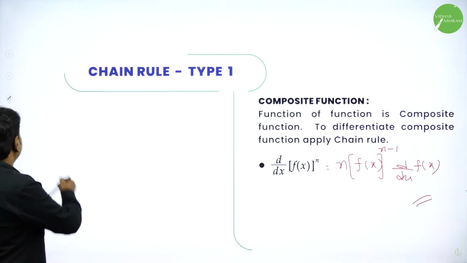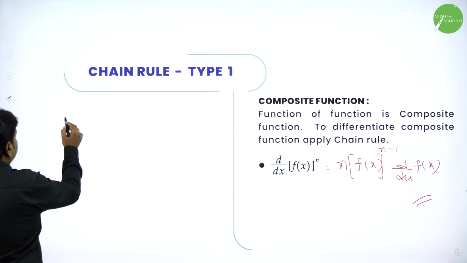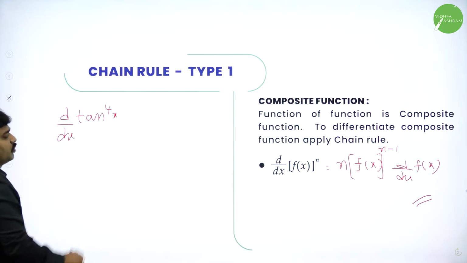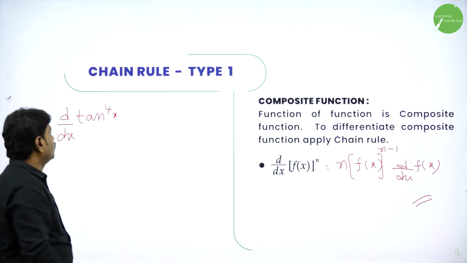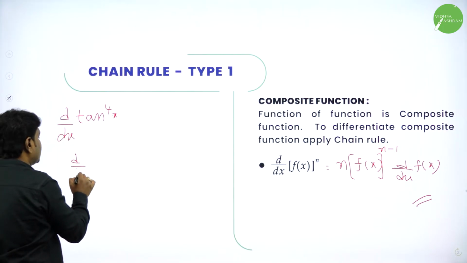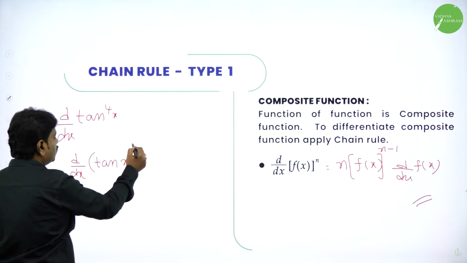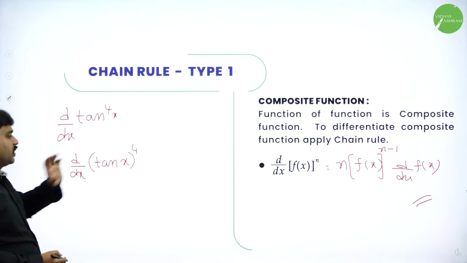That is, let me take tan power 4 x. d by dx of tan power 4 x. You know, tan power 4 x can be written as (tan x) the whole power 4. Now it is in what form? f of x power n. The answer is what?